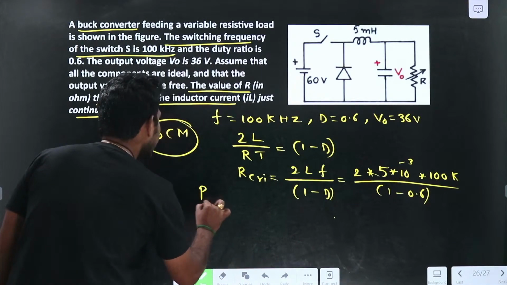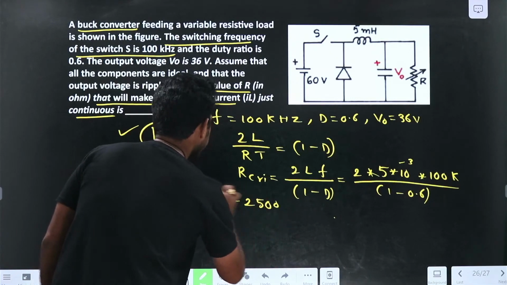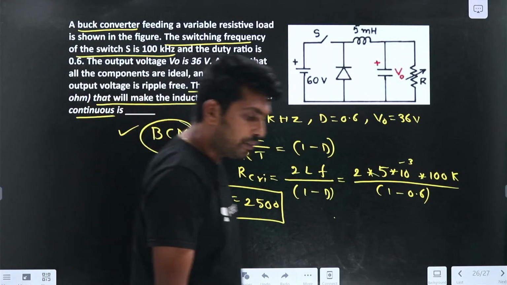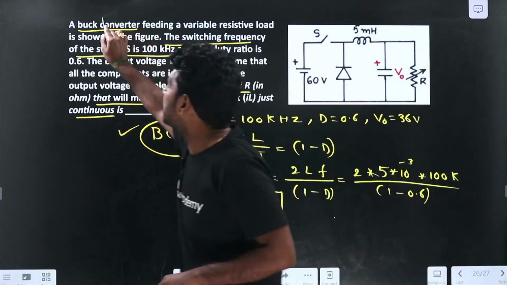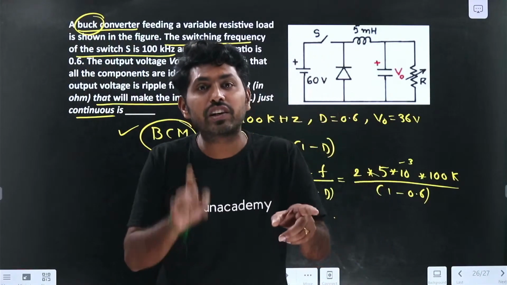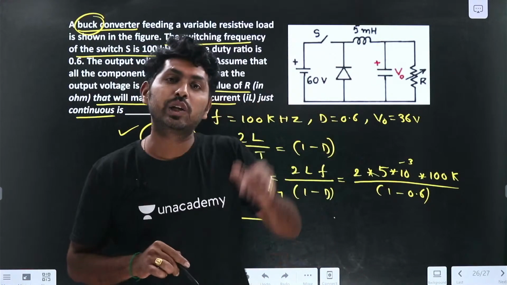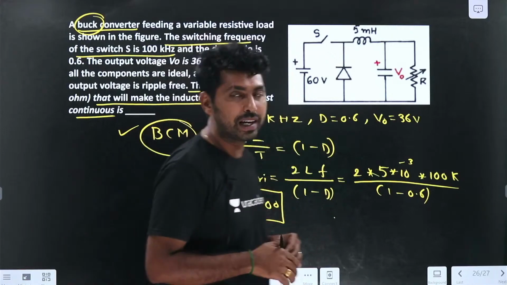R critical is 2500 ohms. For example, if they asked for the boost converter, we need to use the relation 2L by RT equal to D into 1 minus D whole square. If it is the buck boost converter, 2L by RT equal to 1 minus D whole square. So simple relations.